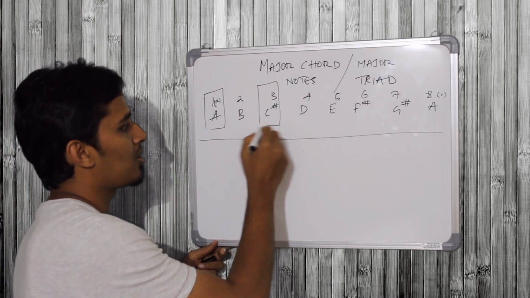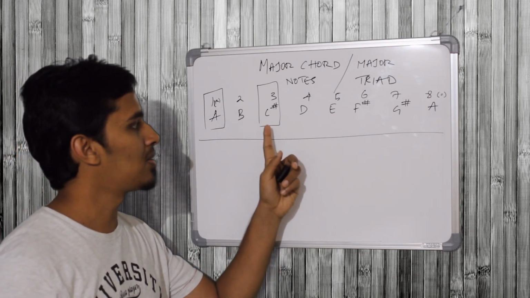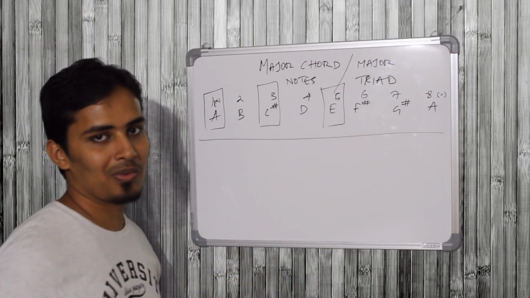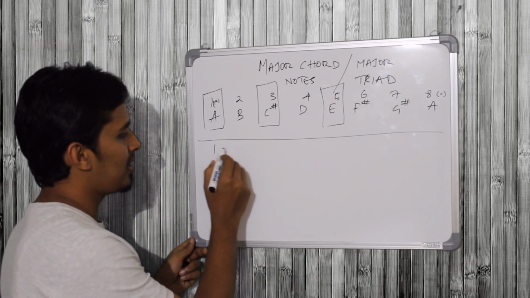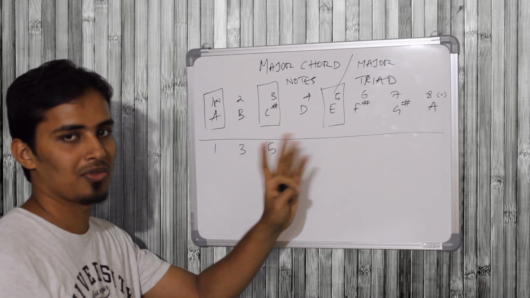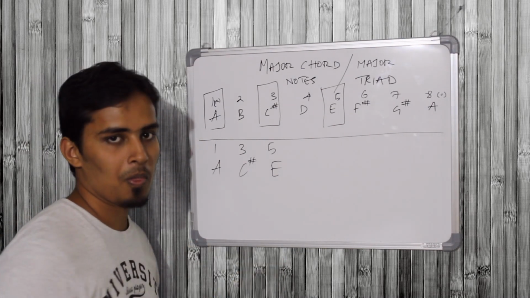C sharp is the third note from A, and from C sharp we'll have to stack another third. So C sharp, D and E. So if you notice, we end up with the first degree, third degree and the fifth degree of a scale, which means the first, third and fifth note of the scale, which is A, C sharp and E.